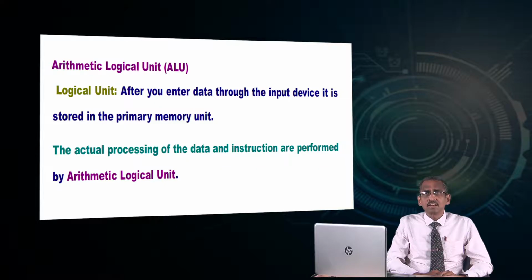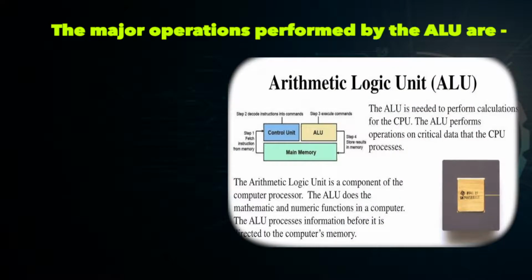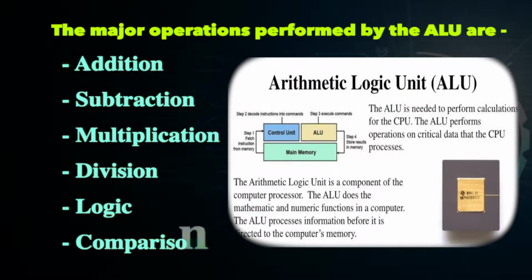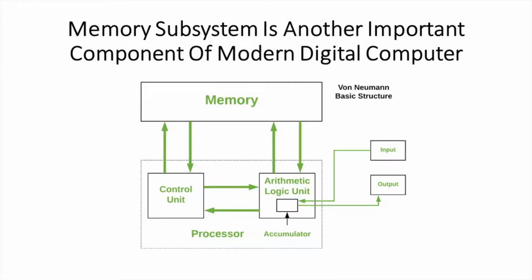After you have entered your data through the input device, it is stored in the primary memory unit. The actual processing of the data and the instructions is performed by the arithmetic logic unit. The major operations performed by the ALU are addition, subtraction, multiplication, division, logic and comparison. Data is transferred to the ALU from the storage unit when required. After processing, the output is returned back to the memory unit for further processing or getting stored.